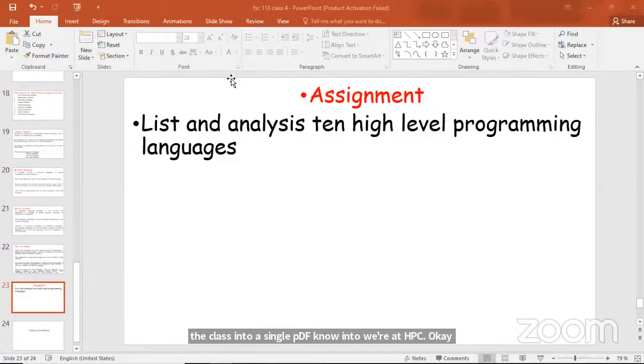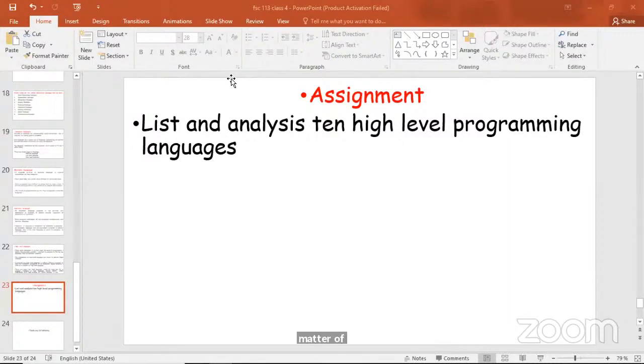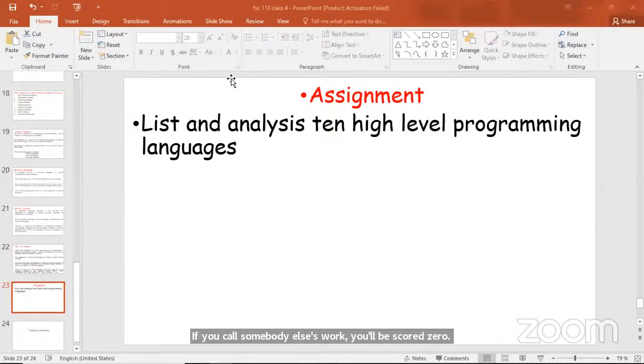Okay, now let me quickly mention that you need to, as a matter of principle, not copy somebody else's work. If you copy somebody else's work, you'll be scored 0. So please learn to be independent and write independently. Do not allow somebody to copy and paste your work. The person may copy your matric number too.